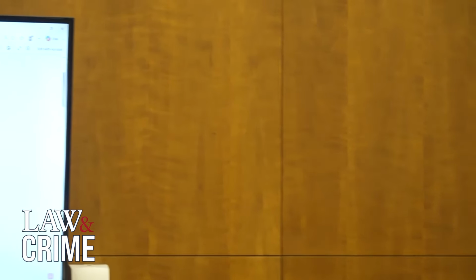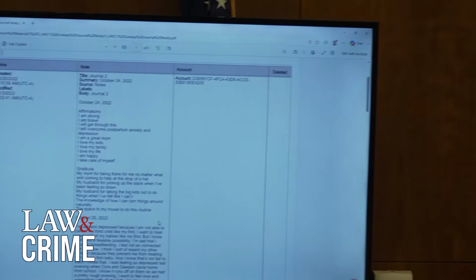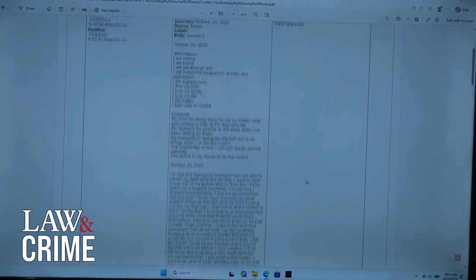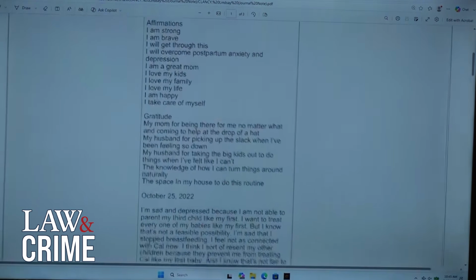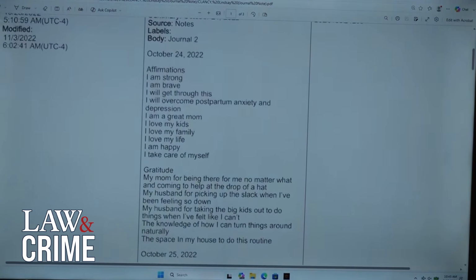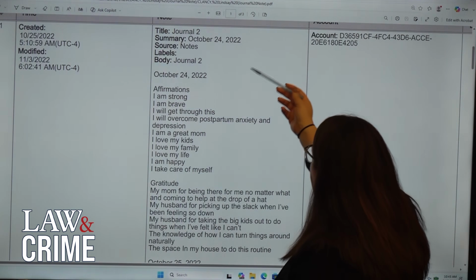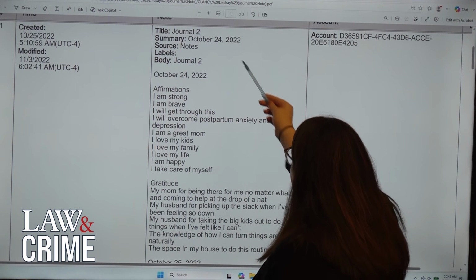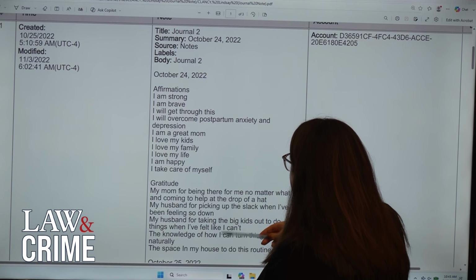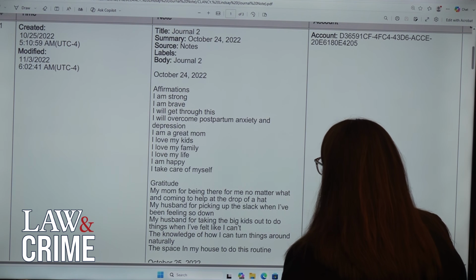Now, this area here, the separate report, is this the notes that were found on Ms. Clancy's phone? That's correct. And if we could zoom in on that, please. And it's basically detailed in journal form, correct? Yes. Starting October 24th, 2022, and moving down, correct?